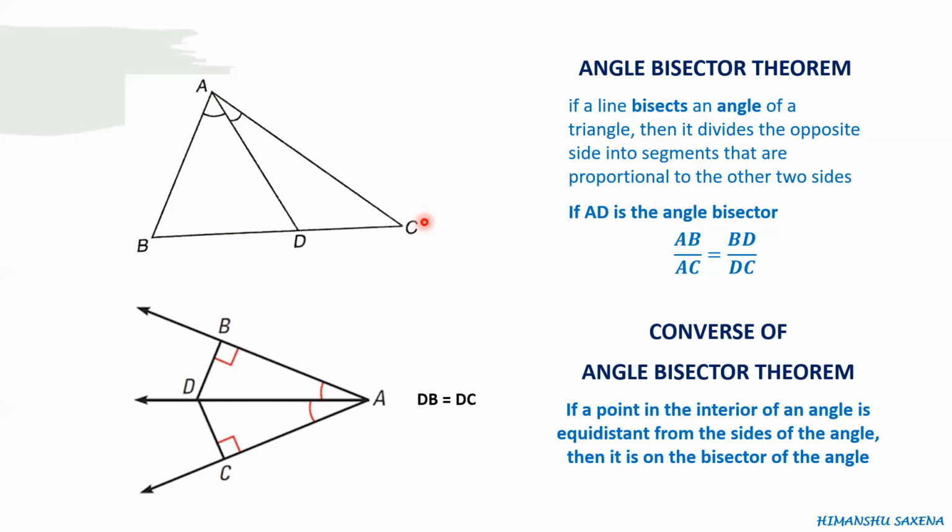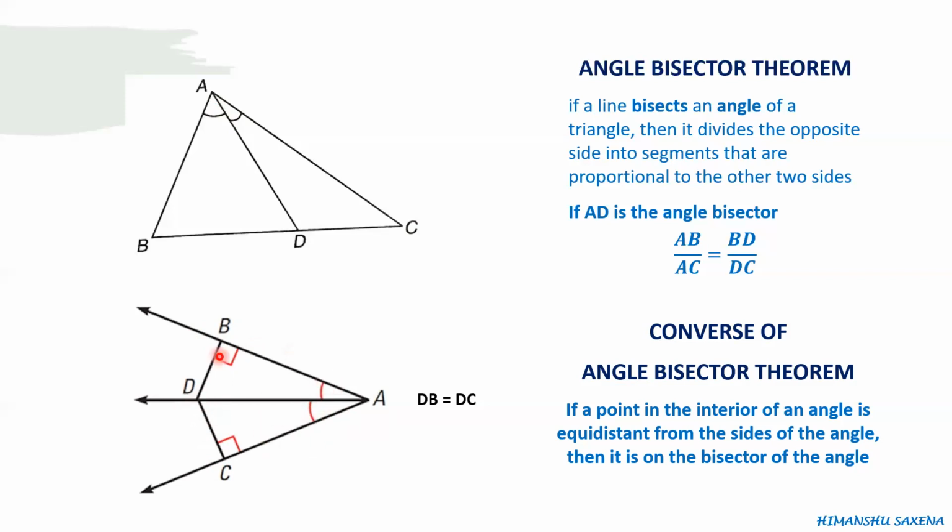What happens in the converse of the angle bisector theorem? That if a point in the interior of an angle is equidistant from the sides of the angle, then it is on the bisector of the angle. Let us say BAC is an angle and AD is a line which is dividing this angle A. Now if this point D is equidistant from AB and AC, so if DB and DC are equal, then we can say that AD is actually an angle bisector of angle A, right?